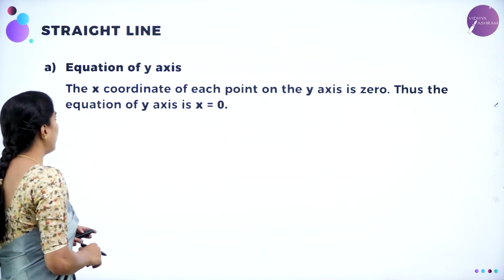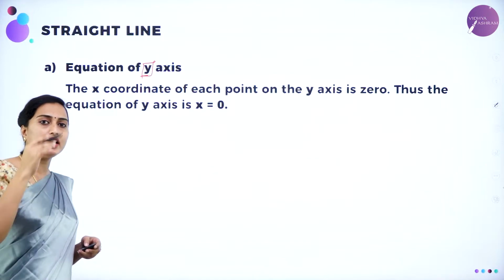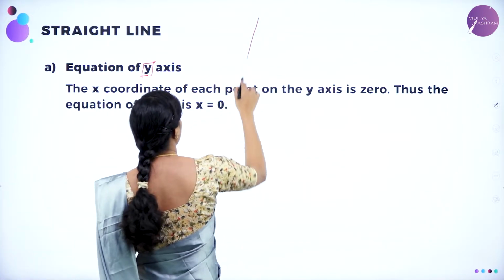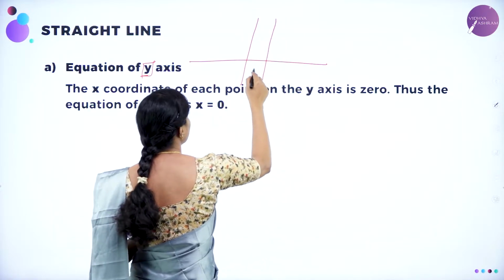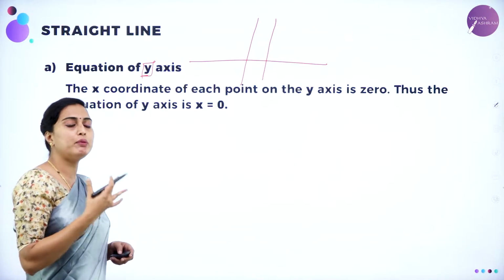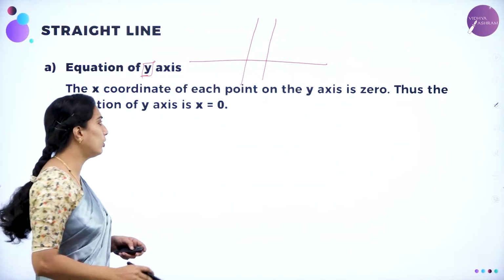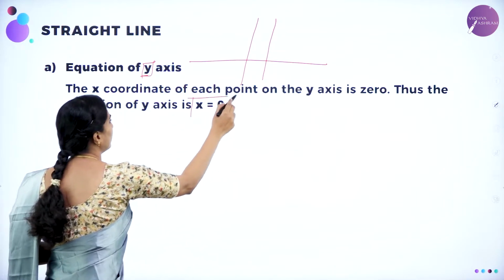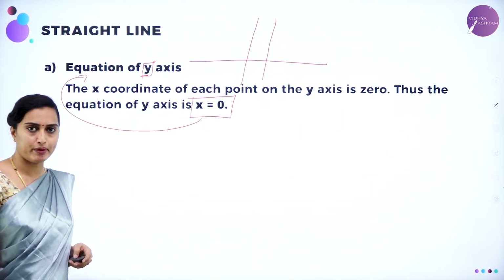Next we'll have the equation of the y-axis. The x-coordinate at each point, the equation of the y-axis means the line which is what? The y-axis. So the x-coordinate will be 0. So x is equal to 0 is the equation of the y-axis. Okay, this you have to remember.